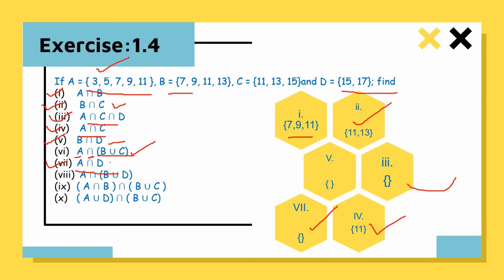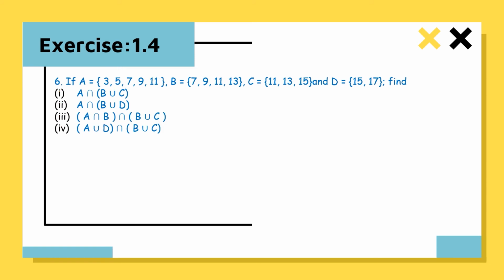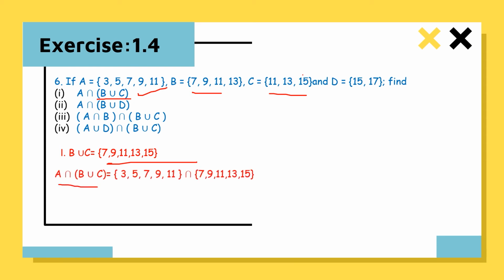Okay, we'll see that in the next slide. Now take the same question. I have taken only this. So when it comes to the first question, first I need to identify what is B union C. So B and C you need to unite and write the elements. B union C is equal to 7, 9, 11, 13 and 15. With this set, you need to identify the intersection of A and B union C. So A intersection B union C will be: write the A set, and the B union C set.